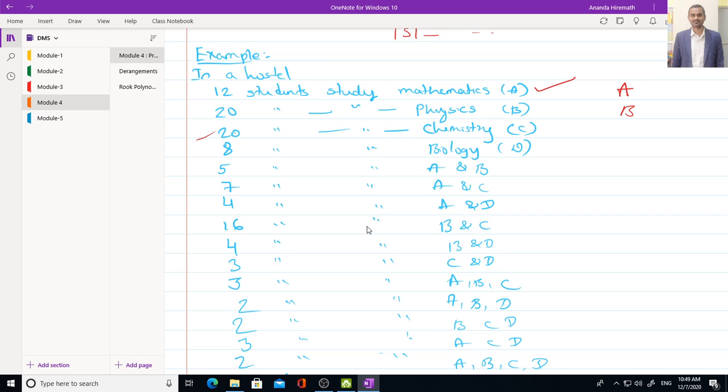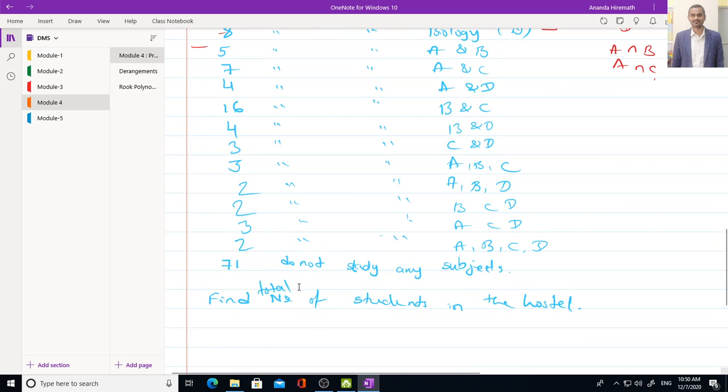Then there are 20 students who study only chemistry, and there are 8 students who study only biology. Now there are 5 students who study both subjects, or two subjects, A and B. So it is nothing but A and B, A intersection B. Similarly, A intersection C. So we have so many students. The list of students is given, and in front of that, what subject they are going to study is also given. So let us write somewhere.